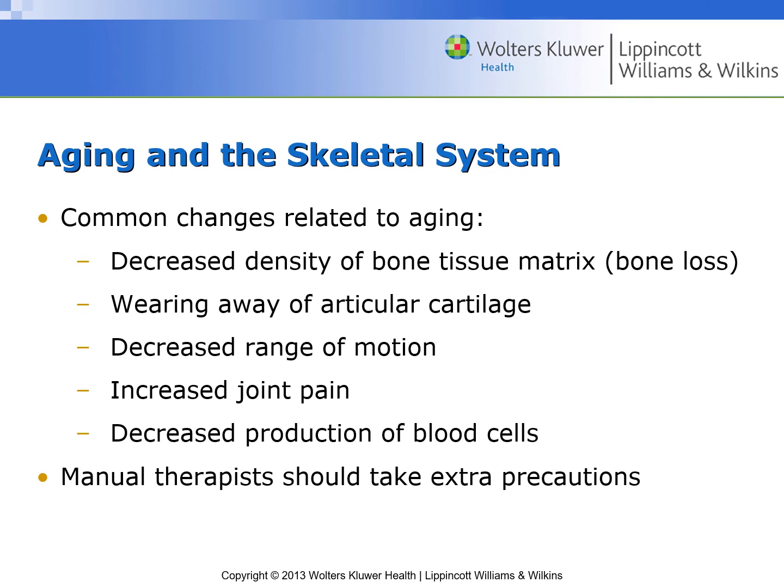Let's now discuss aging and the skeletal system. There are some common changes that are related to aging. There is decreased density of bone tissue matrix, which results in bone loss, the wearing away of the articular cartilage. There is decreased range of motion. There is increased joint pain. There is decreased production of blood cells.